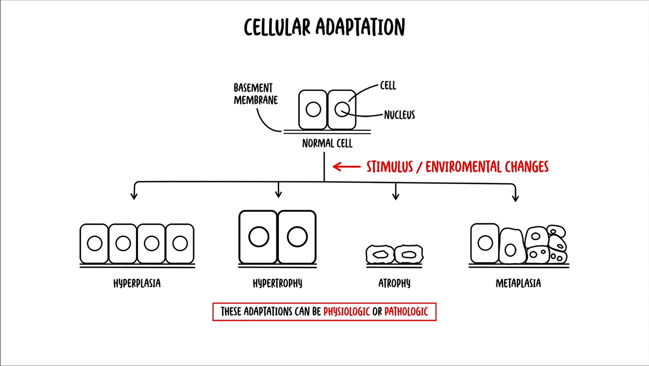A cell can adapt to a certain point, but if the stimulus continues beyond that point, failure of the cell and hence the organ can result. If cells cannot adapt to the pathologic stimulus, they can die. So let us discuss the four basic types of cellular adaptation: hyperplasia, hypertrophy, atrophy, and metaplasia. We will also explore the physiologic and pathologic stimuli in each of these cellular adaptations, beginning with hyperplasia.